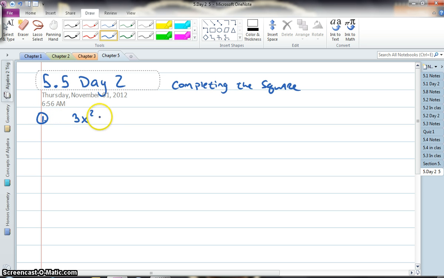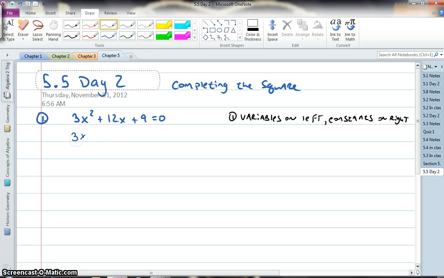So I have 3x squared plus 12x plus 9 is equal to 0. Now, we said our first step needs to be variables on left and constants on right. Alright, so we're going to move my 9 over. So I got 3x squared plus 12x equals negative 9.